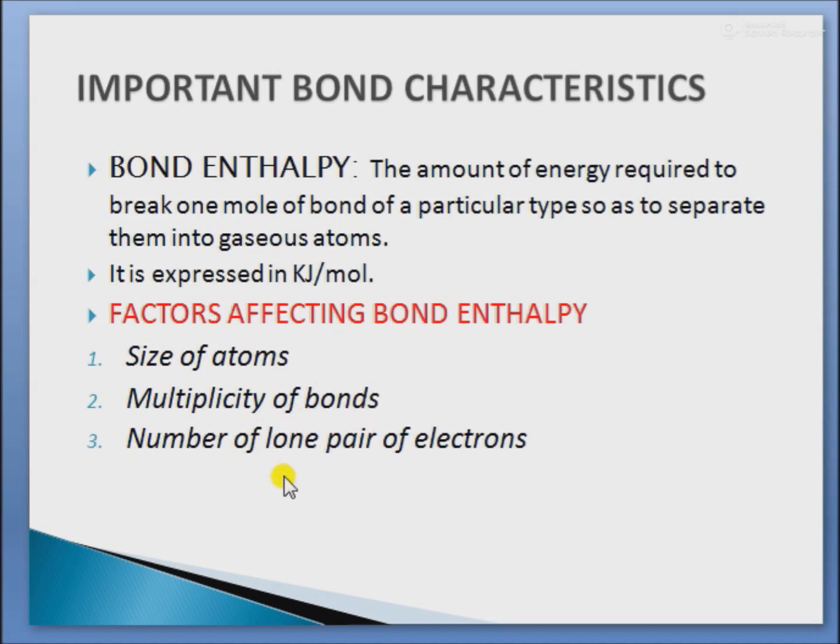Next is the number of lone pair of electrons. Greater the number of lone pair of electrons present on the bonded atom, greater is the repulsion between the atoms, and hence less is the bond dissociation enthalpy.